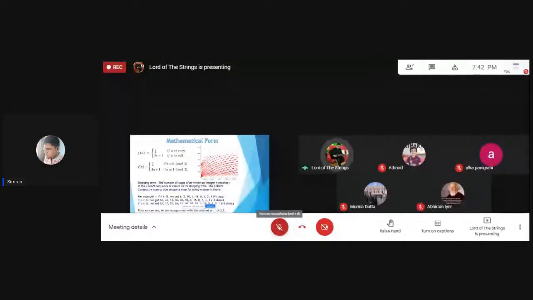The number of steps which the integer takes to reach 1, this is what we call the stopping time. The number of steps after which an integer n reaches 1 in the Collatz sequence is known as its stopping time. The Collatz conjecture asserts that the stopping time for every integer is finite. This is very important. If we keep going on and on for some big numbers, it will eventually reach 1, but in a finite time. It's not that it will take infinite time to reach 1.